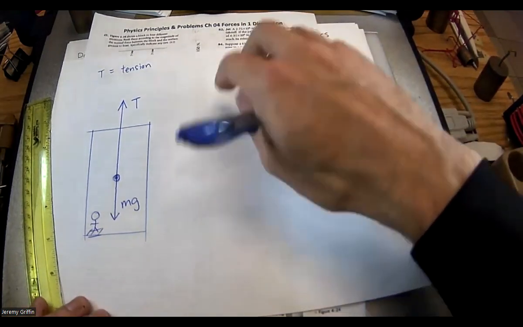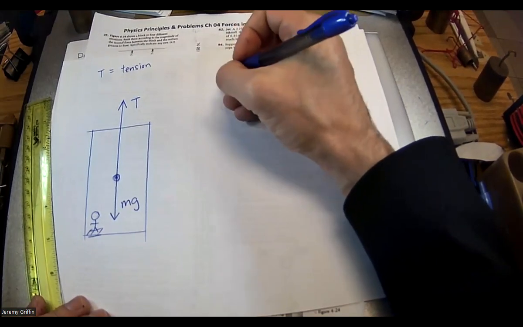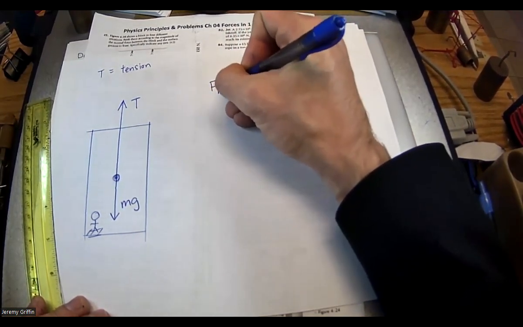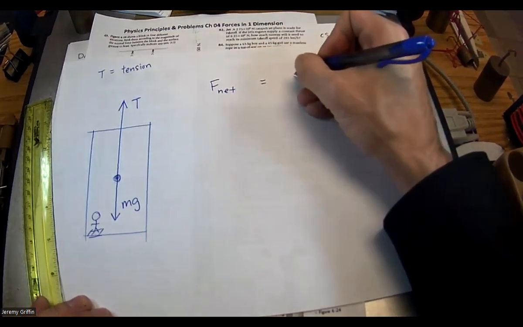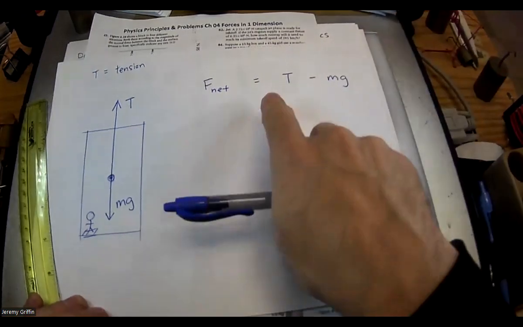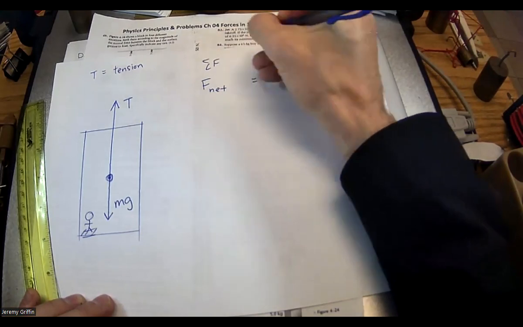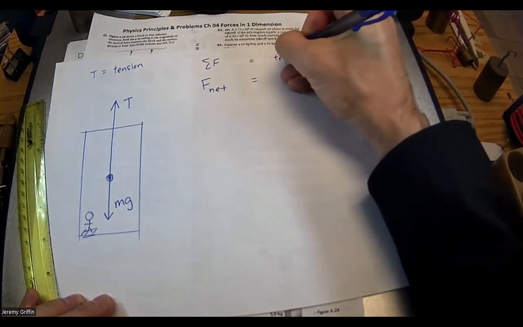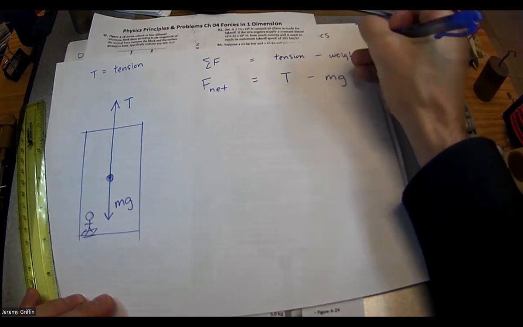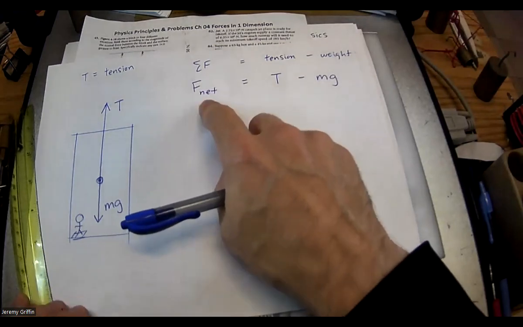All right, so here's what we do. Let's say the net force, F net, is the difference between the tension pulling up and the weight acting down. So the sum of the forces is tension minus the weight. There you go. That step leads to that step, right? Now, net force.